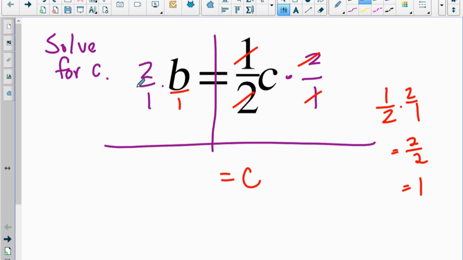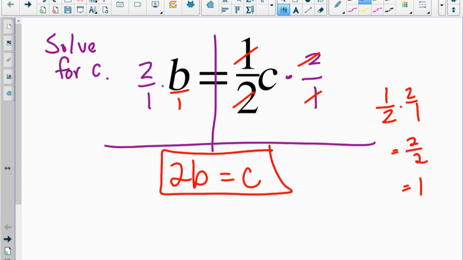On the other side, we multiply 2 times B, and we just get 2B. I don't need to write divided by 1 because anything divided by 1 is itself, just 2B. C equals 2 times B. That would be our literal equation solved for C.